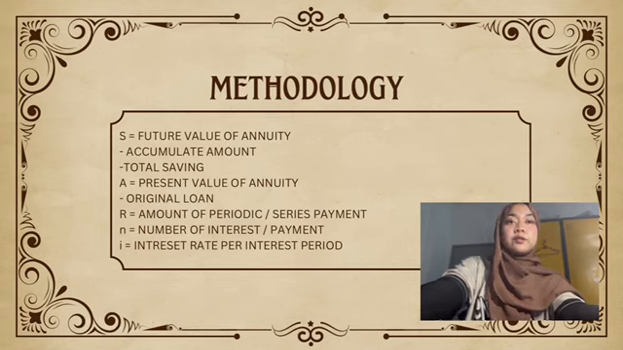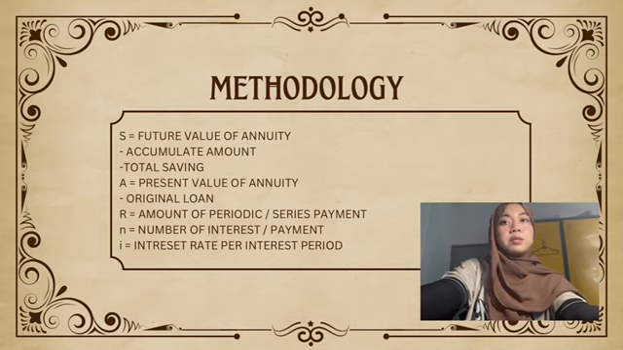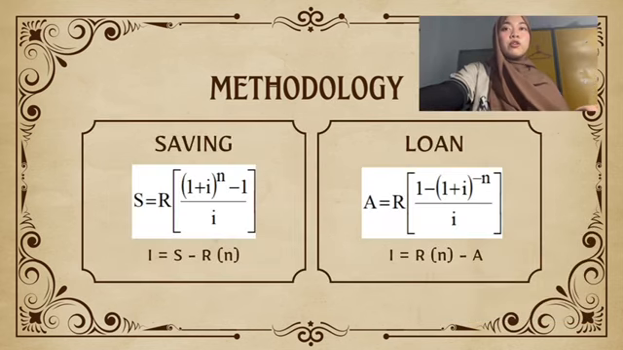S equals future value of annuity, accumulated amount or total saving. A equals present value of annuities or the original loan. R equals amount of periodic or series payments, and N is the number of interest periods. Then I is the interest rate per period. So this is the methodology or formula used to find the answer for an annuity, saving or loan.